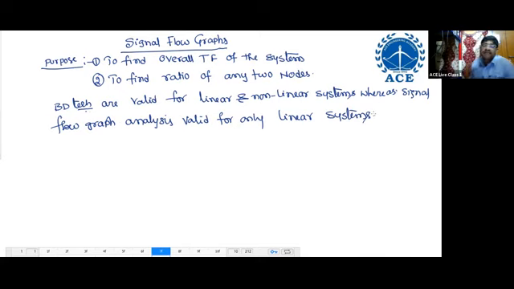First of all, what is the signal flow graph? What is the definition of SFG? A signal flow graph is basically a graphical representation of a set of linear algebraic equations.